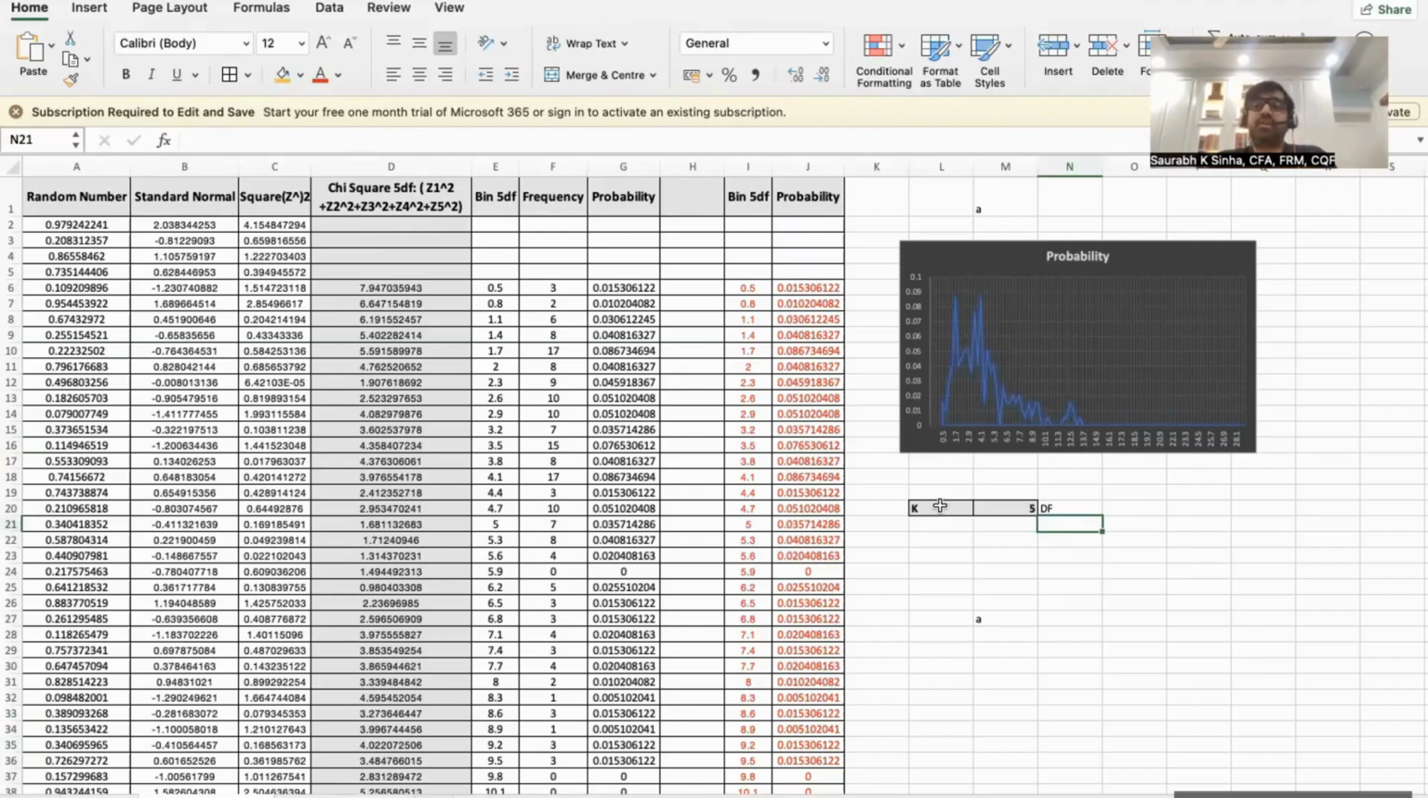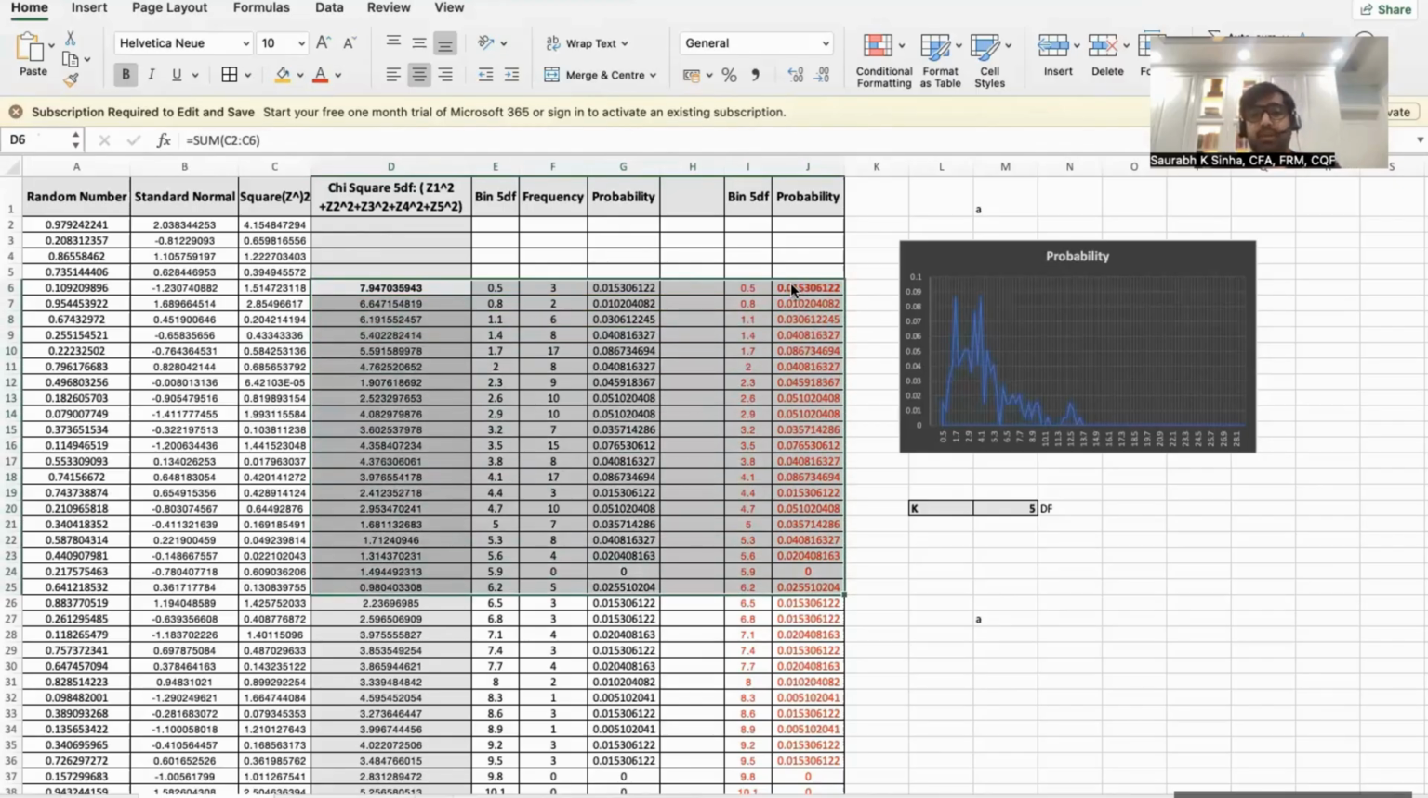What is degree of freedom in chi-square distribution? The number of standard normal data sets you are squaring up and adding. Is it 5? Is it 6? Is it 7? For the time being, it is 5. See what is happening. This is my data set, and I calculated the probability associated with this data. This is my data, and column J is my probability.